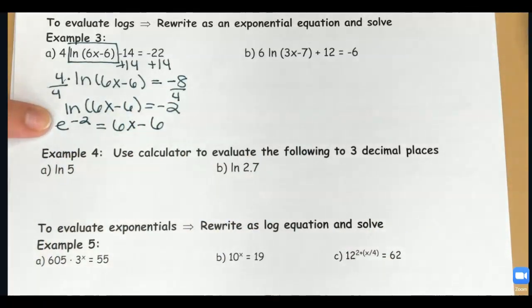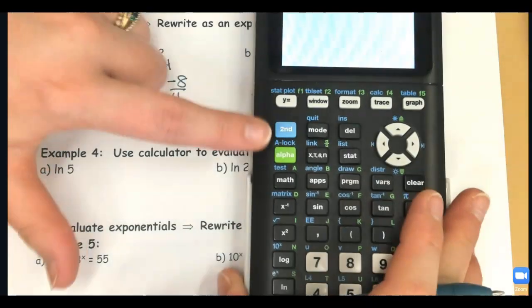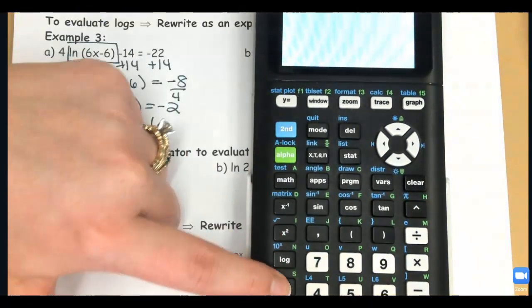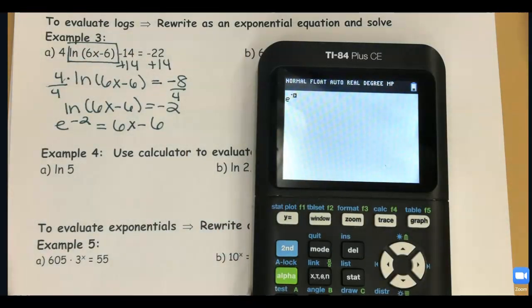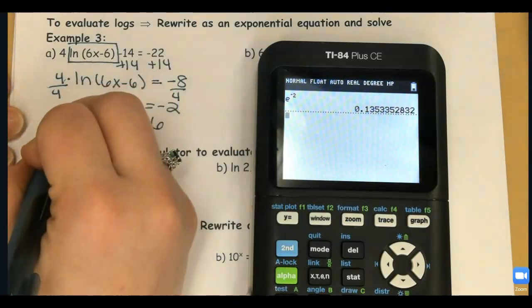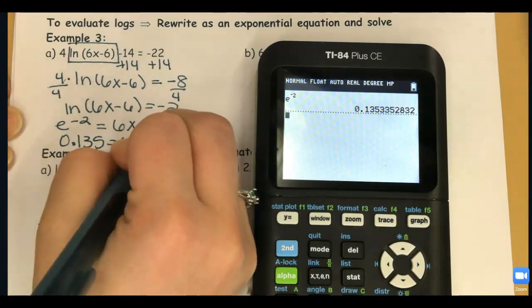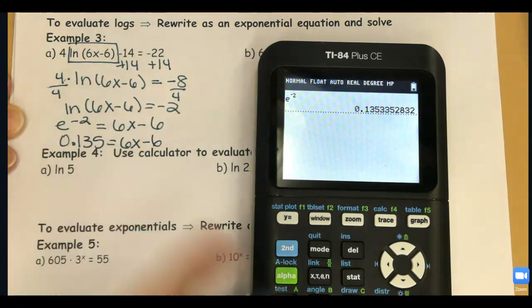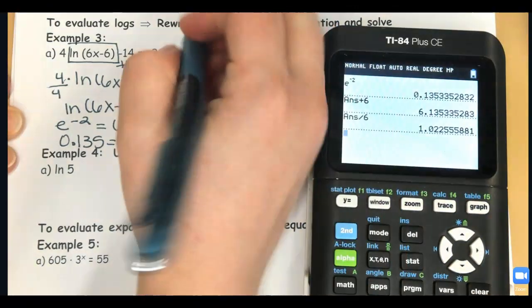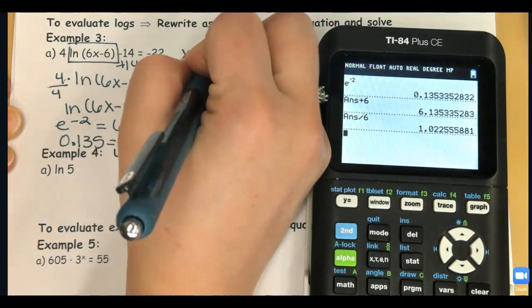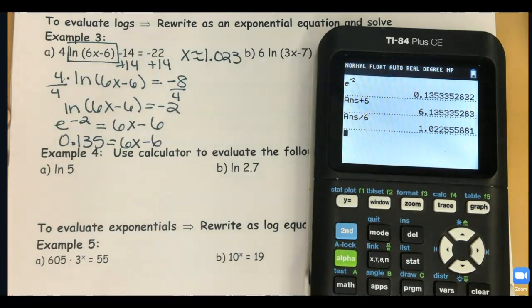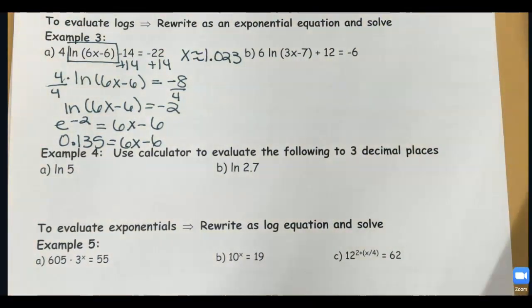And I can find out what e to the negative 2 is in my calculator. I'm going to hit second e to the negative 2. And so that's about 0.135. And if that is 6x minus 6, to find x, I'm just going to add 6 and divide by 6. And x is approximately 1.023. Let's do that again.